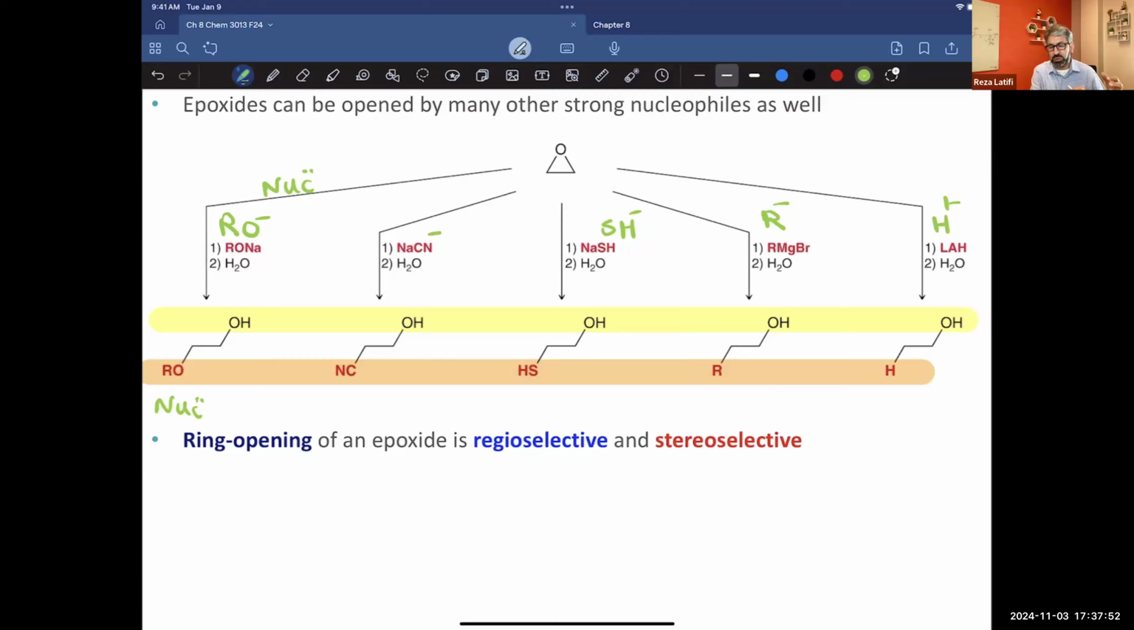Always we get this one. OH will show up on a carbon with more substituent. In this case, this example, we can differentiate them because we have the same order for the carbons. But let's practice some examples that have different orders of carbons.